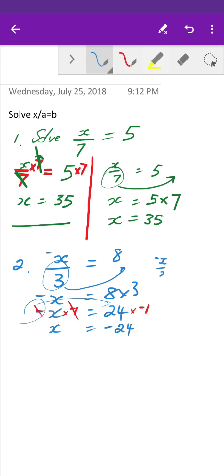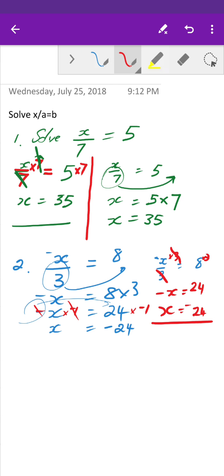and what would have happened if you did it the first method where you times both sides by 3, and then that 3 cancels with that 3, and you'd be left with negative x equals 24, and you'd times both sides by negative 1, x equals negative 24. Both ways you get x equals negative 24, and that is how to solve x over a equals b.